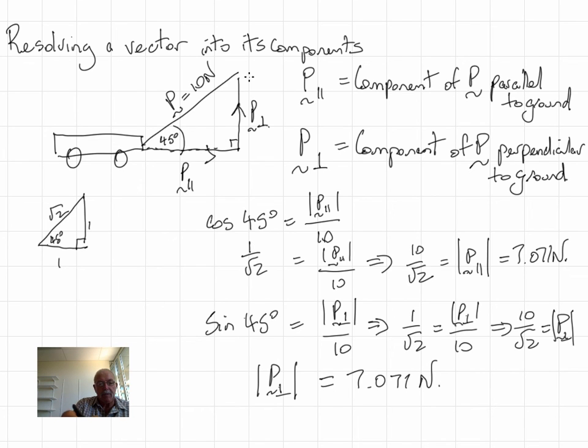Because this is 45, you know, that's 45, so these two magnitudes have to be the same anyway. And they're both equal to 7.071 newtons. So the amount of P that is acting parallel to the ground is 7.071, and the amount of this force here that is acting perpendicular to the ground is also 7.071. So sometimes we need to resolve a vector into its components with relation to either direction or another vector.